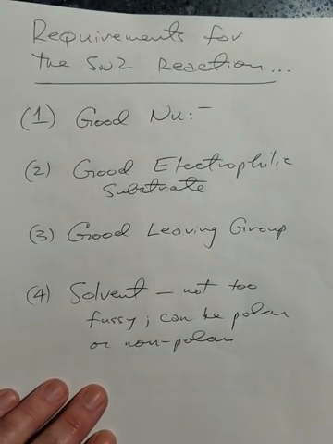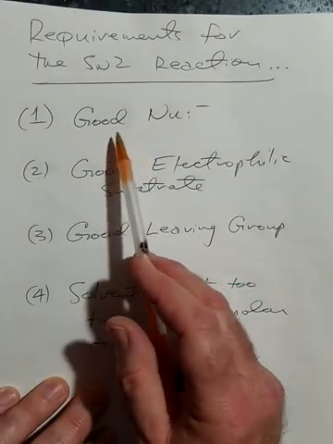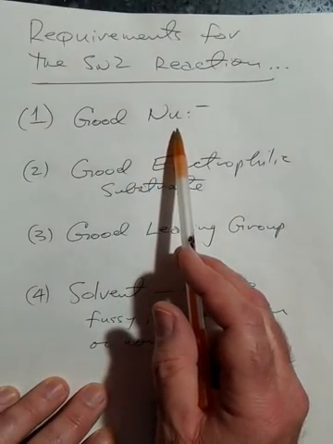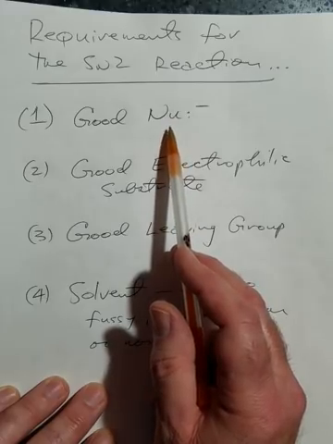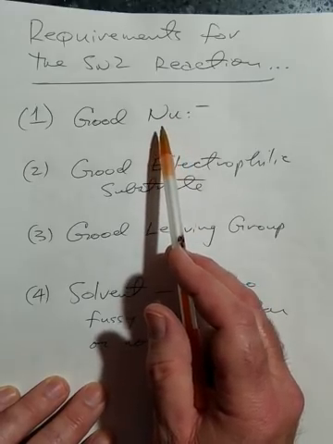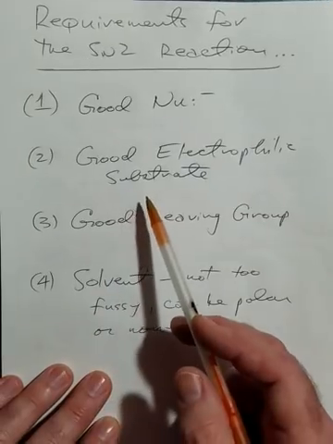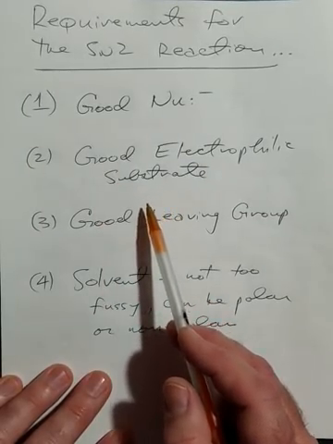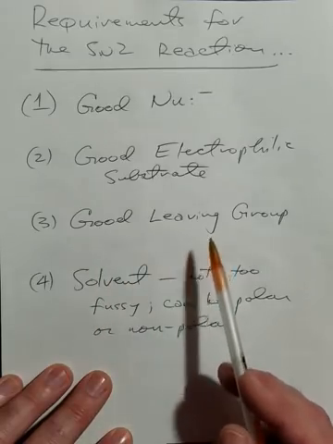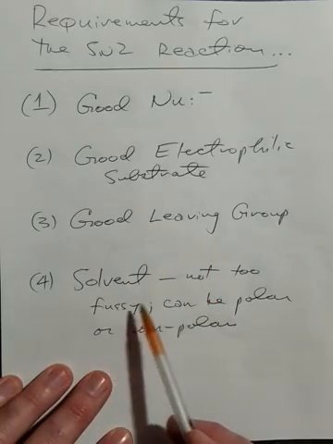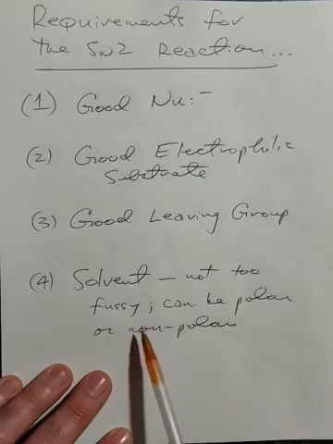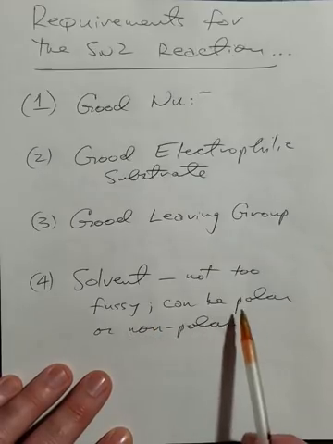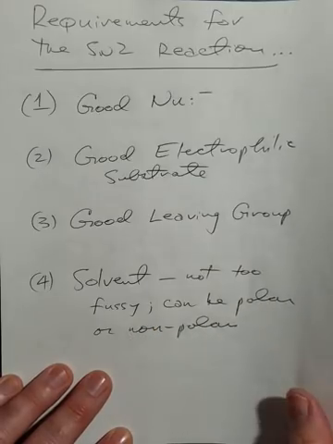The requirements for an SN2 reaction. We have to have a good nucleophile. We just saw that the nucleophile approaches from the back of the carbon-leaving group bond. It has to be a good nucleophile. Weak nucleophiles will not work in an SN2. We have to have a good electrophilic substrate. We'll talk about what that means in just a moment. Got to have a good leaving group. As far as the solvent goes, we're not too fussy. There are examples of really good SN2 reactions that occur in either polar or nonpolar solvents.